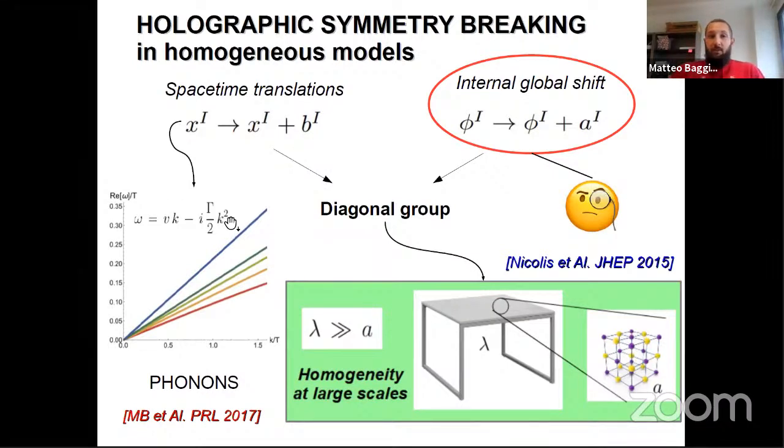So here you can see, for example, one plot that is taken from this paper, which is already 3 years old, where we show that indeed in this model, once we break translations, there is an additional sound mode in the transverse sector, which is the phonon.